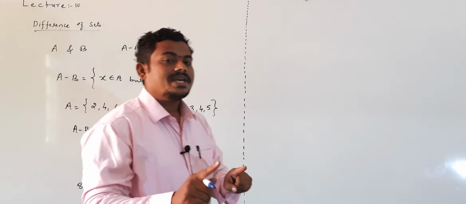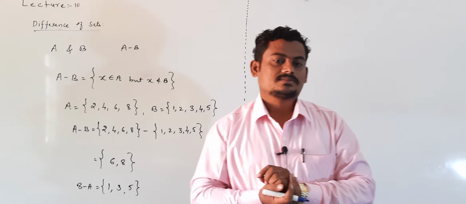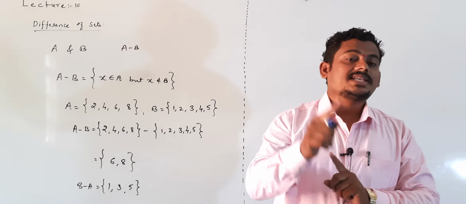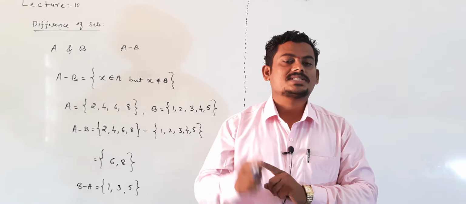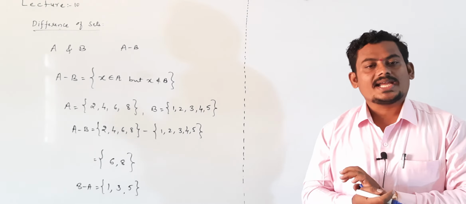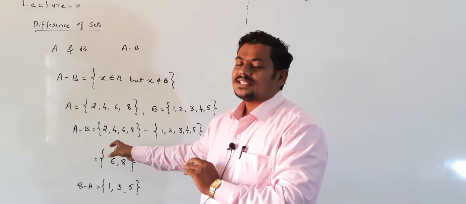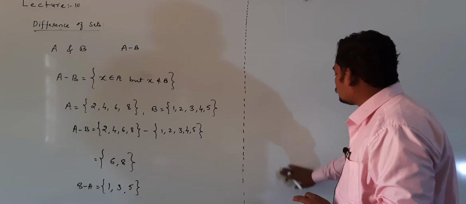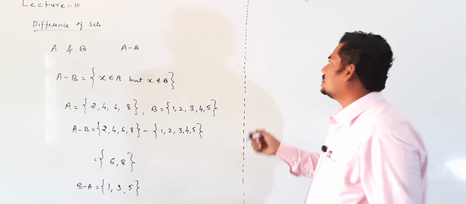Just remember, A minus B means the set of all those elements in A but not in B. All those elements in A but not in B is called A minus B, or difference of sets capital A and capital B. This is an example for A minus B and B minus A. Then Venn diagram for A minus B and B minus A.